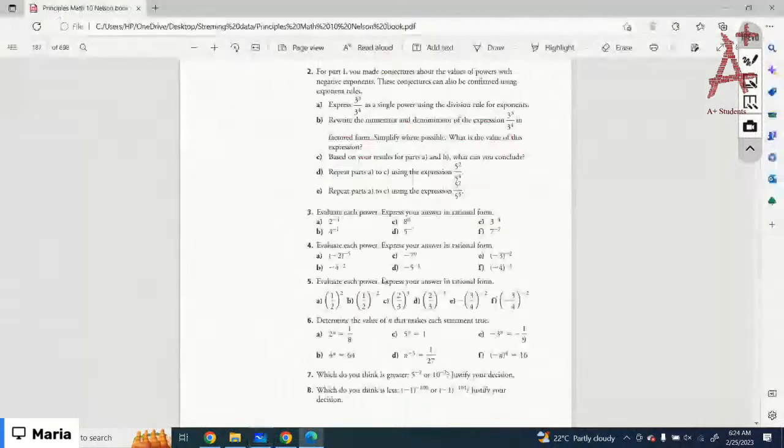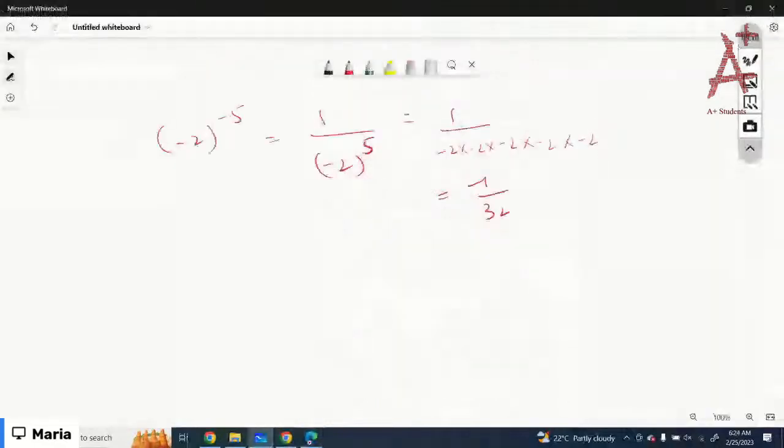Okay, the next one. Let's just do negative 5 exponent negative 1. Negative 5 exponent negative 1. It would be then 1 over negative 5. Got it? Because either you can write the exponent 1 or you don't write it. It would be negative 1 over 5, or either you can say negative 1 over 5. Got it?